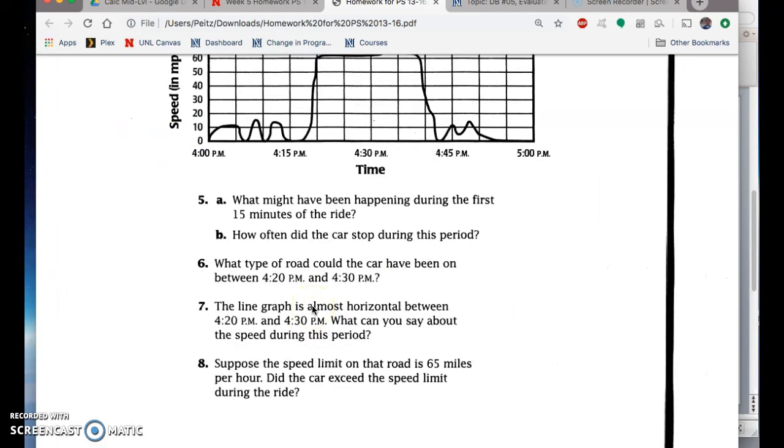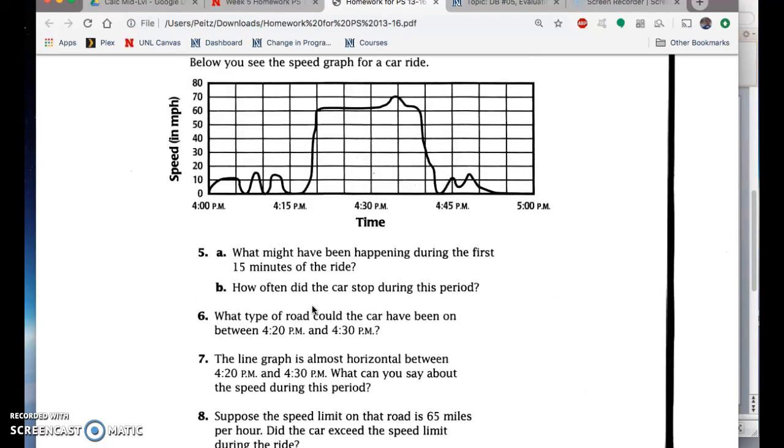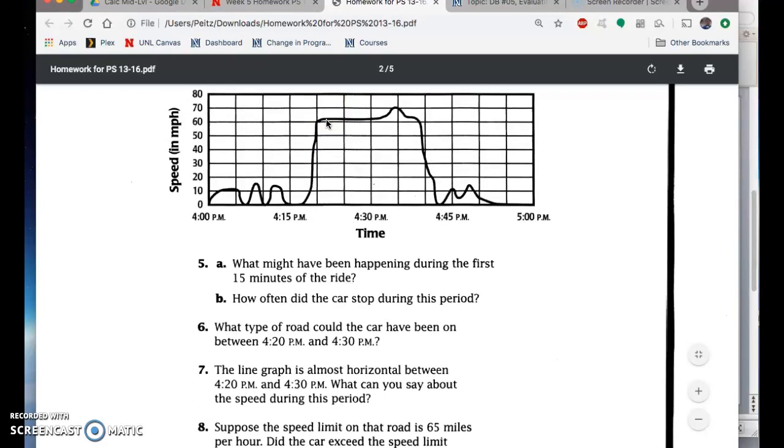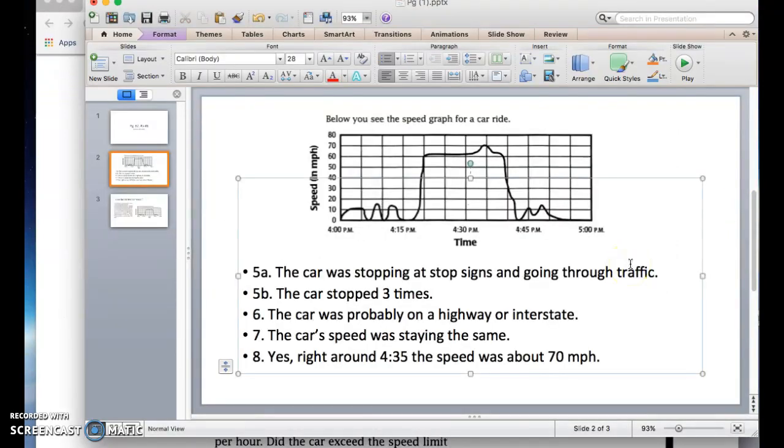Let's see. Then we got 8. Suppose the speed limit on the road is 65 miles per hour. Did the car exceed the speed limit during the ride? I took this question as, did it mean from 4:20 all the way to 4:35-ish? From 4:20 to 4:30 it didn't. But if you look right here at 4:35, it definitely goes up to about 70 miles per hour. So I said yeah, if it's on the same road, its speed went up to about 70 miles per hour, so it did exceed that.